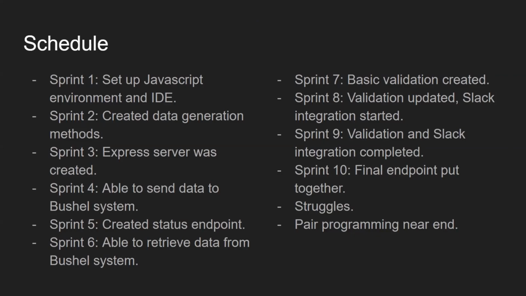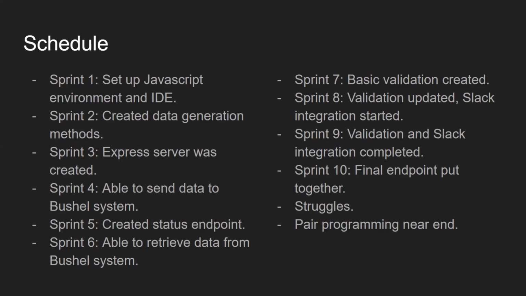In our sixth sprint, we used another Bushel API to connect to the second half of the pipeline, where we retrieve the data back from their app and databases and pull it back into our program. In our seventh sprint, we created our basic validation method, which checked that no tickets were missing when they came back in from their app.